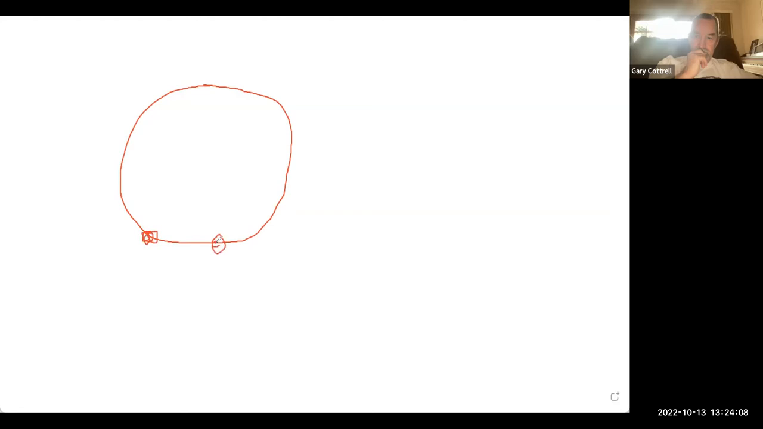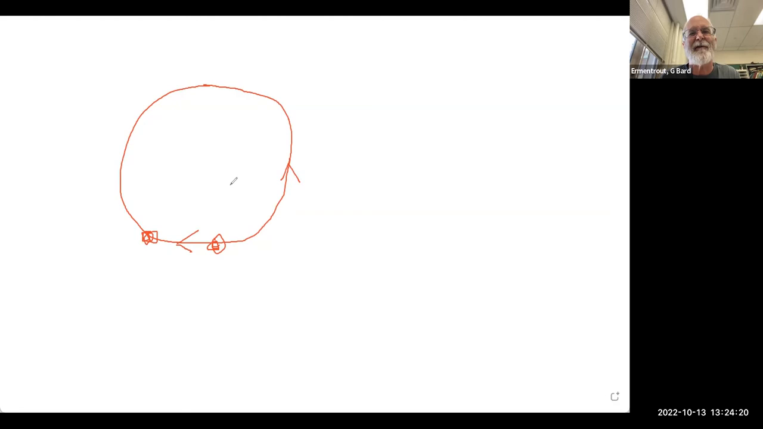Bear with me while I draw. Okay, this is a differential equation on a circle. And there's two equilibrium points, a stable one and an unstable one. This is one of the simplest models of an excitable system.